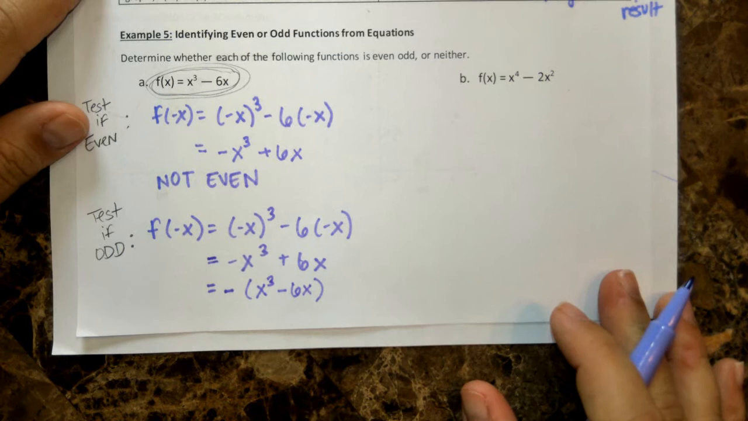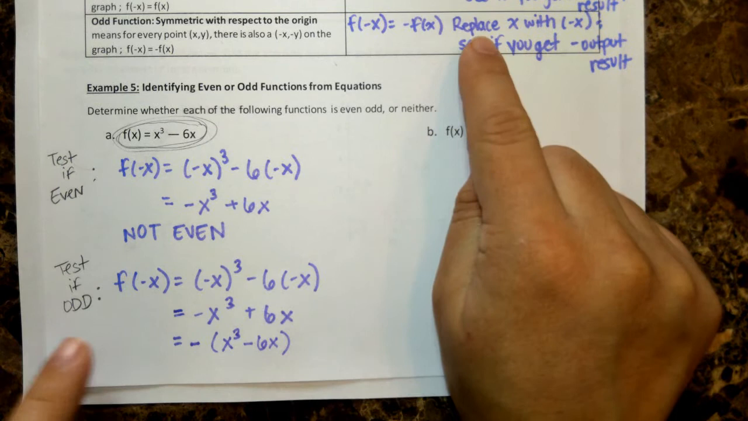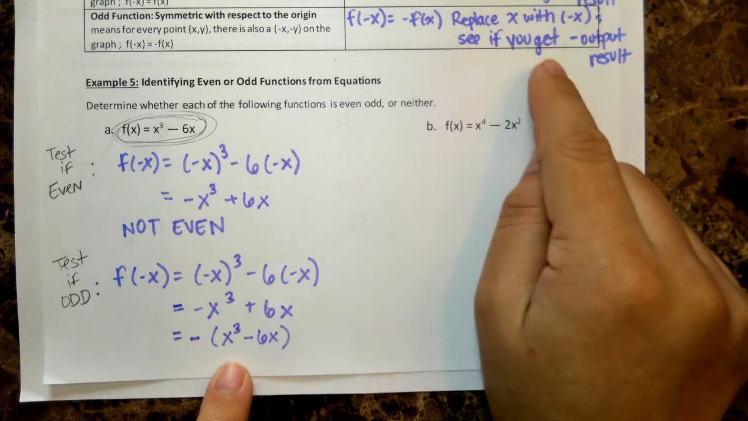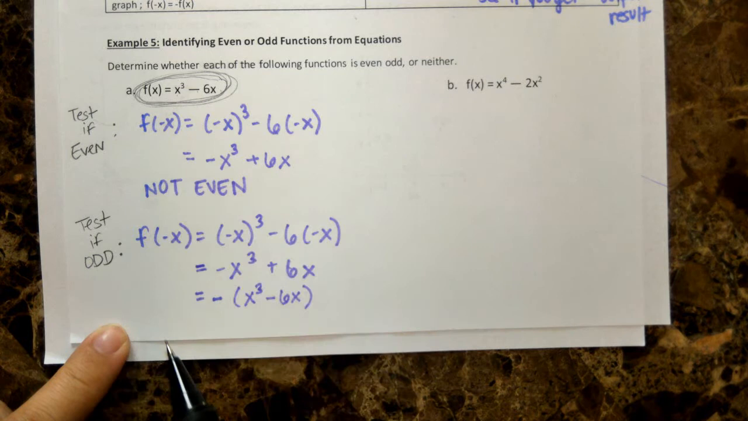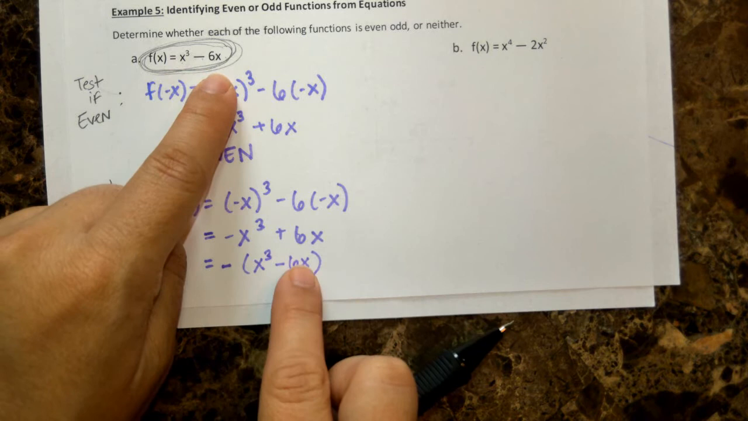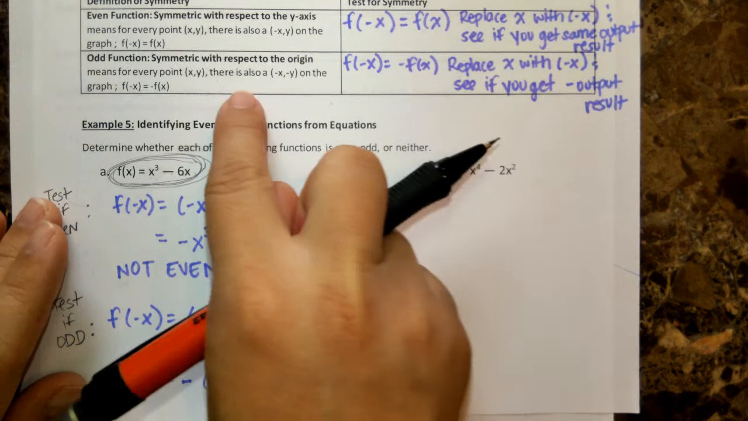Okay. And the reason I did that is because the test to see if something is odd is to replace your x with a negative x from your original problem, which we've done, and see if you get the negative output result. Now, what does that mean? Looking at our original function, x cubed minus 6x, did we get the same thing, just negative? If you look at our answer, we still have x cubed minus 6x. We just made the whole thing negative. So in this case, this does pass the test for being an odd function. And that would be it.